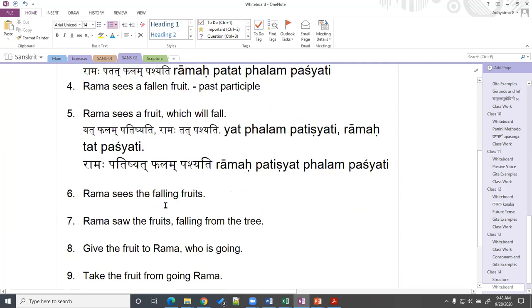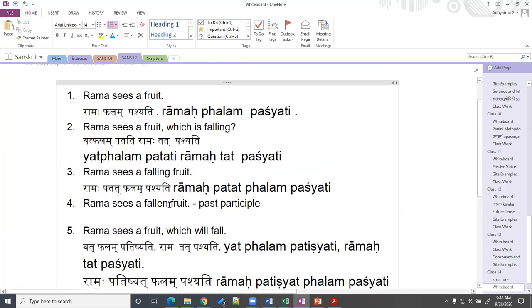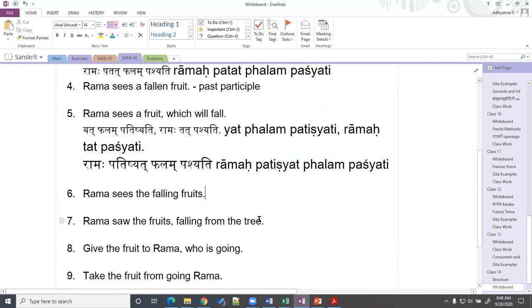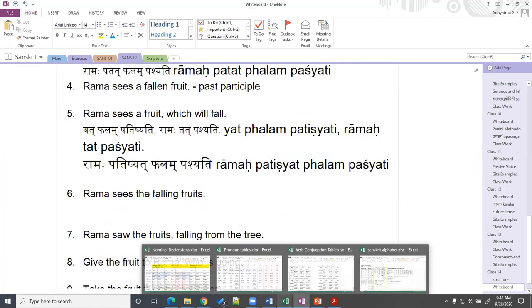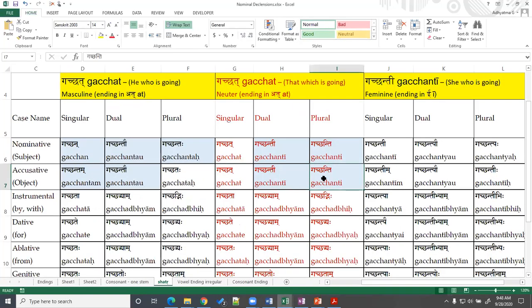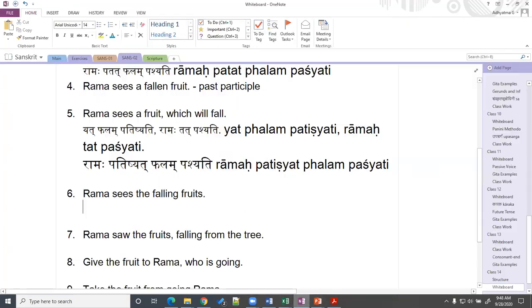Now you see, Rama sees the falling fruits. Earlier I said Rama sees a falling fruit, but here I am saying Rama sees the falling fruits. So the fruits are now in plural, and this thing also will become plural: gachanti, patanti. So how will you do it? Ramaha patanti phalani pashyati.